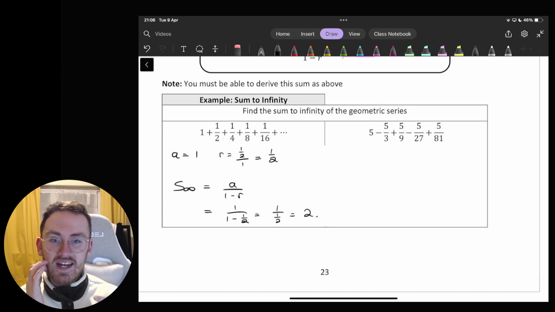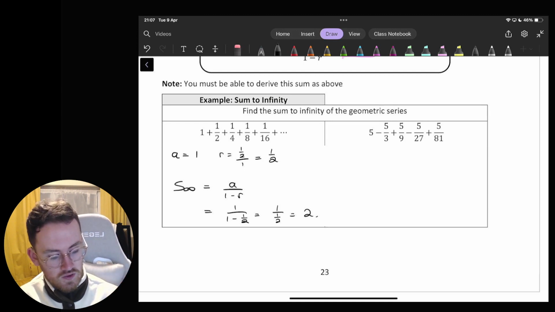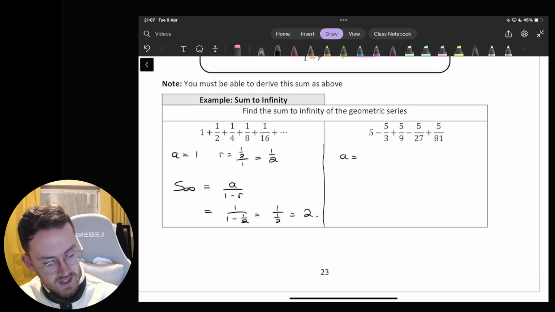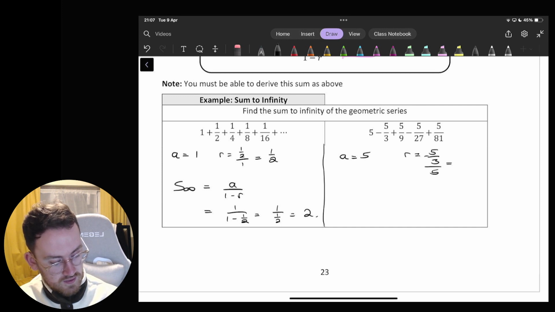So if I was to add that sequence up to infinity as far as I possibly could, I would approach a value of 2. That's what the sum to infinity would be. That's the limit that I'm converging to for that series. Similarly over here, if I try the same idea again, if a is 5 and my common ratio is 5 minus 5 over 3 divided by 5, I get a ratio of minus 3, or negative a third.